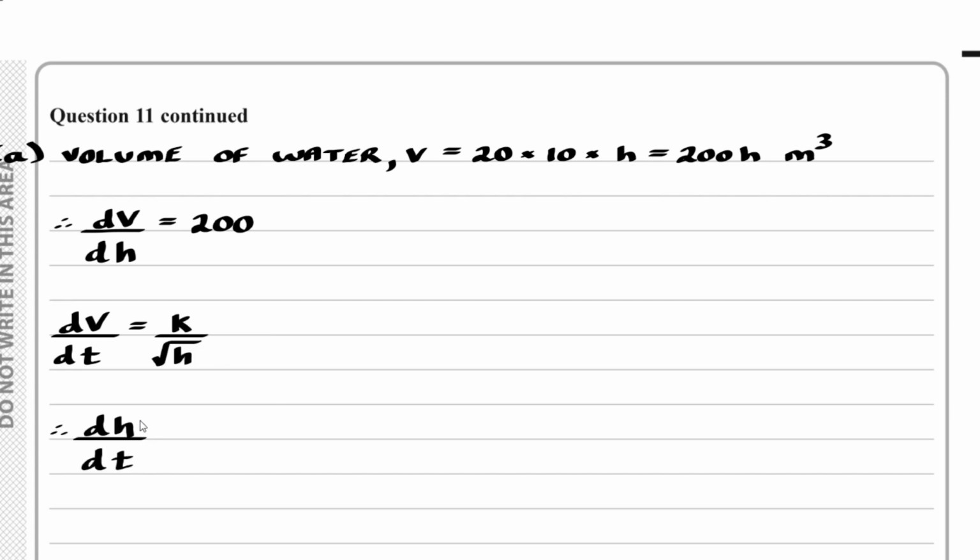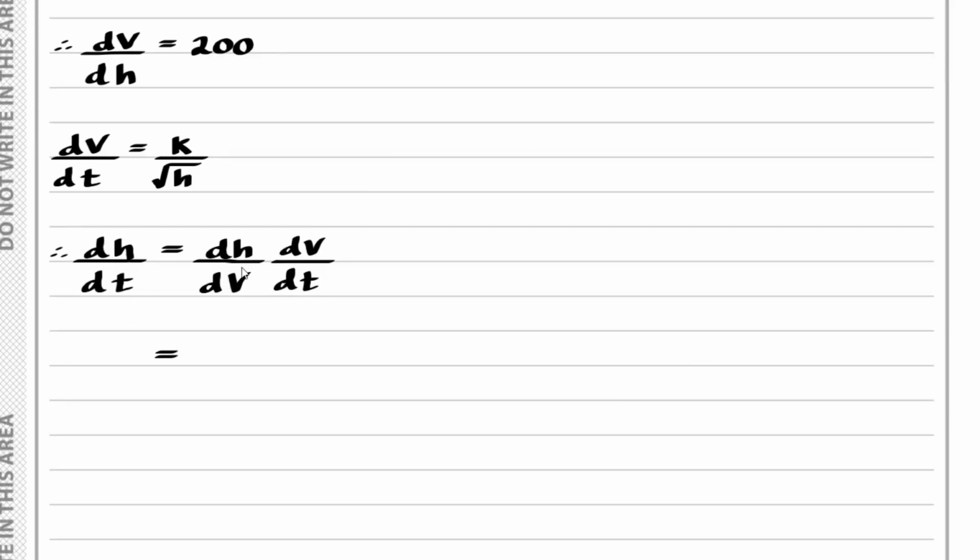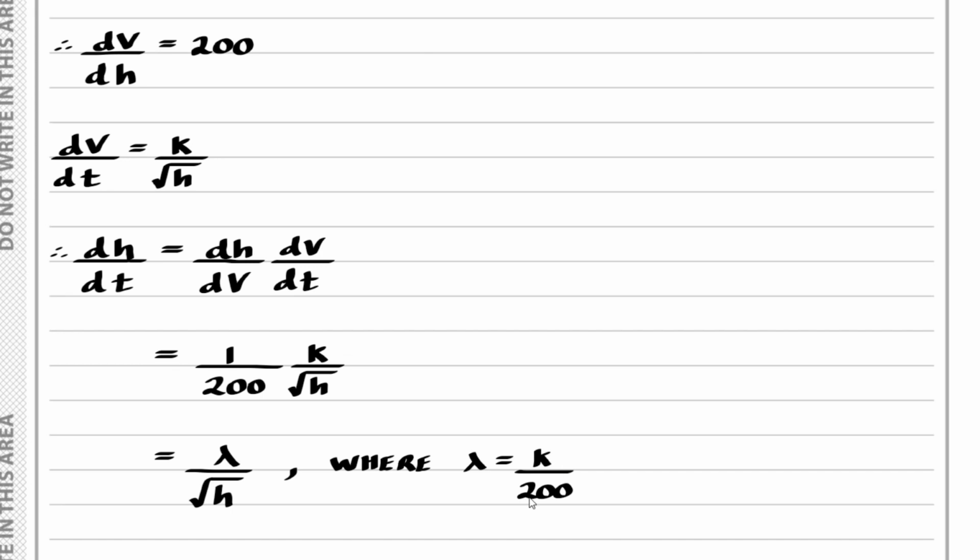What we are required to find is dh over dt, and using the chain rule, that's equal to dh over dv multiplied by dv over dt. It's as though the dv's cancel. So I know what dh over dv is. That's 1 over 200, the inverse of dv over dh, and dv over dt is k over the square root of h. So what this is equal to then is lambda over the square root of h, where lambda is equal to k over 200. And that's what we wanted to show.